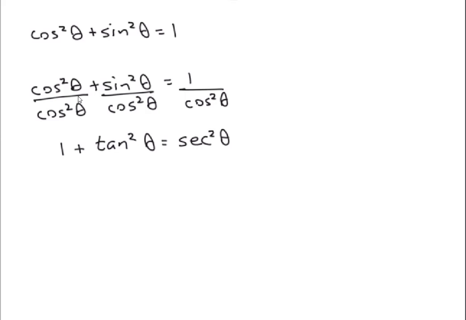And if we did this same thing, but instead of dividing by cosine squared we divided by sine squared, this would end up being cotangent squared theta plus 1 equals cosecant squared theta. So these three are the Pythagorean identities for the trig functions. Cosine squared theta plus sine squared theta equals 1, 1 plus tangent squared theta equals secant squared theta, and cotangent squared plus 1 equals cosecant squared theta.